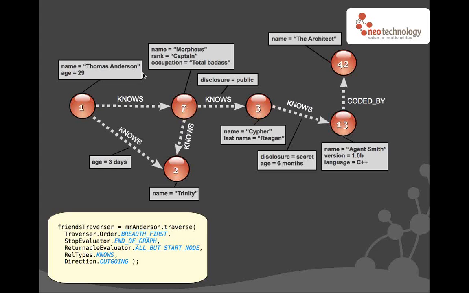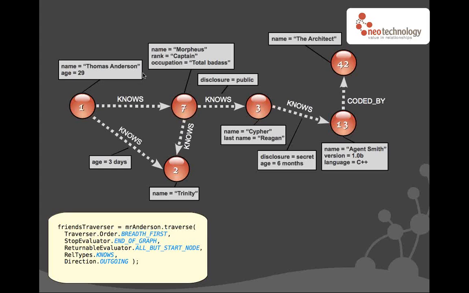We're going to grab one of them arbitrarily. Let's say it's the first one that goes to node 7. We're going to traverse along that. We're going to end up on node 7. We're then going to ask the returnable evaluator, okay, what about this node? Should I return it? In this case, it's going to say, yeah, this is not the start node, so let's return that out. And that is our first result set.